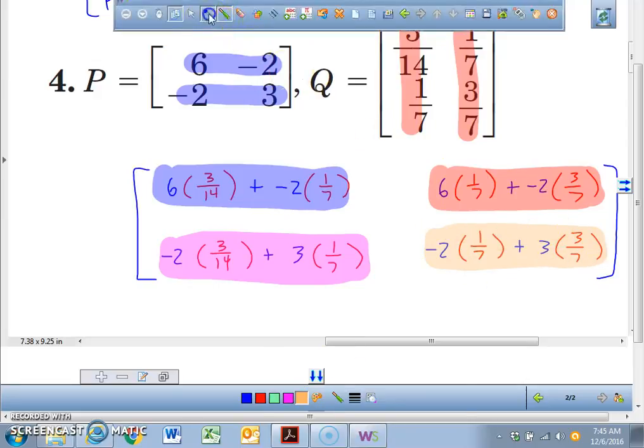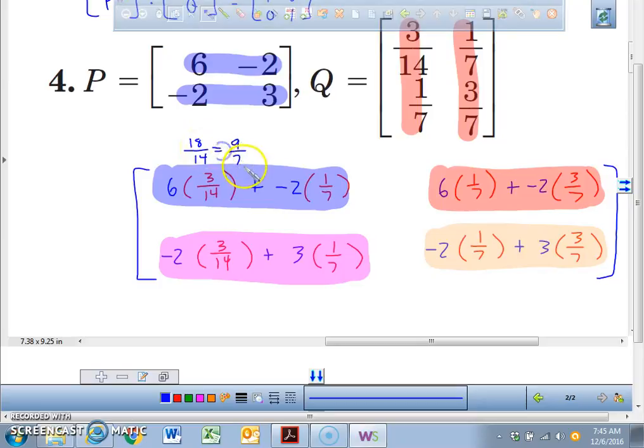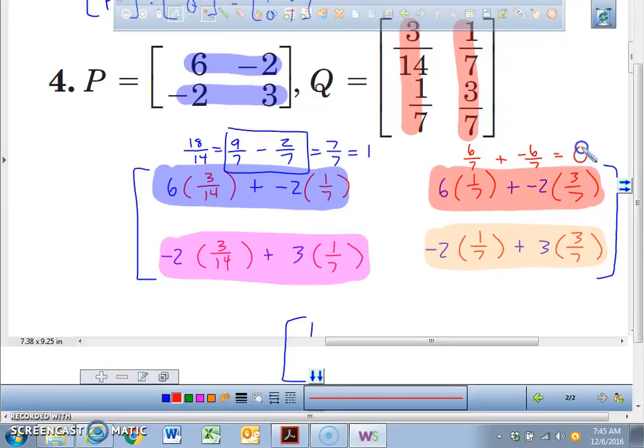All right, the first thing we're going to do is do it by hand. This right here is 6 times 3, which gets me 18 over 14. If you divide both by 2, that reduces to 9 over 7. Then here, we're going to say plus a negative 2 over 7. When you get 9 over 7 minus 2 over 7, that's 7 over 7, which is 1. So that first one is 1. Over here in red, we have 6 times the 7th, which is 6 over 7. Plus we have negative 2 times 3 sevenths, which is negative 6 sevenths. When you add those together, you get nothing.